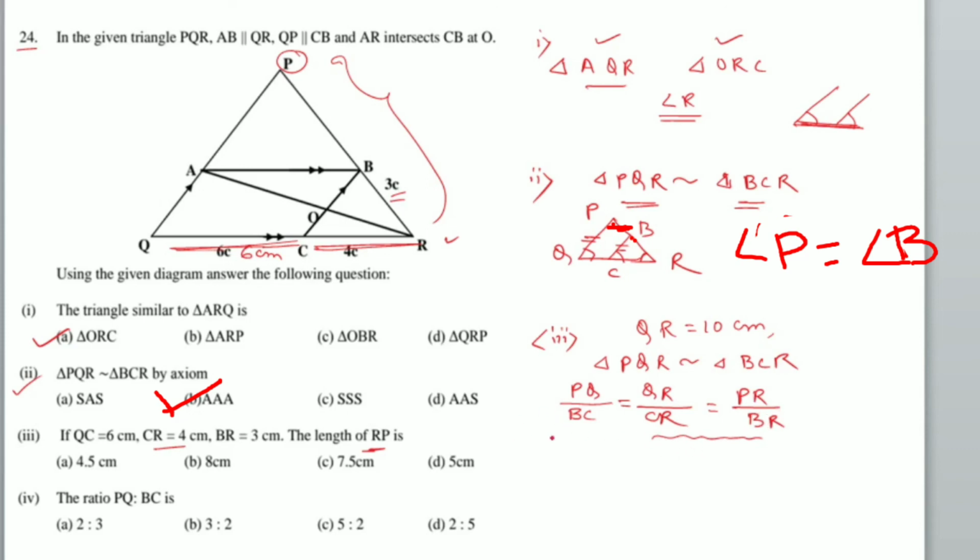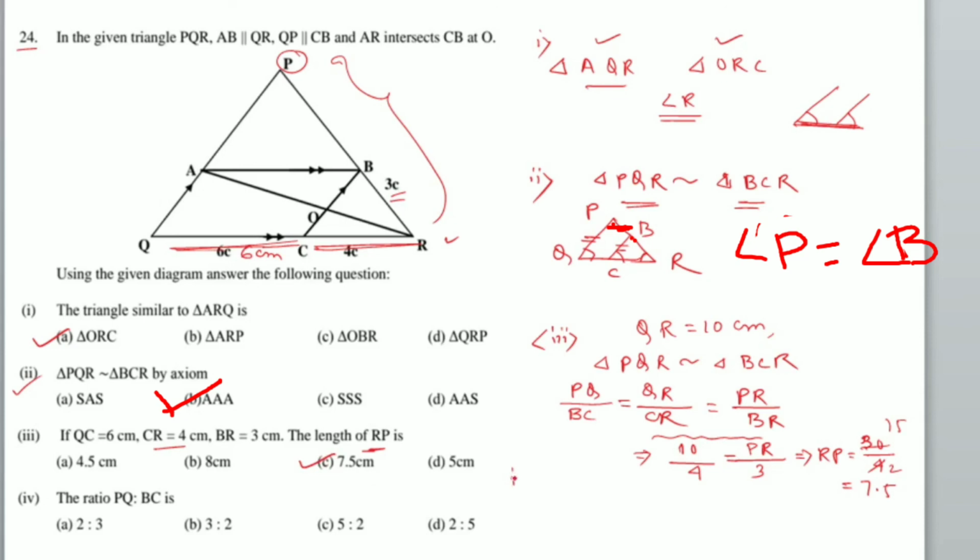So from that part we can write QR means 10 divided by CR means 4 is equal to PR, or RP, divided by BR, which is given, it is 3. So RP is equal to 30 by 4, therefore it will be 15 by 2. So it is 7.5. So option C is the right answer.